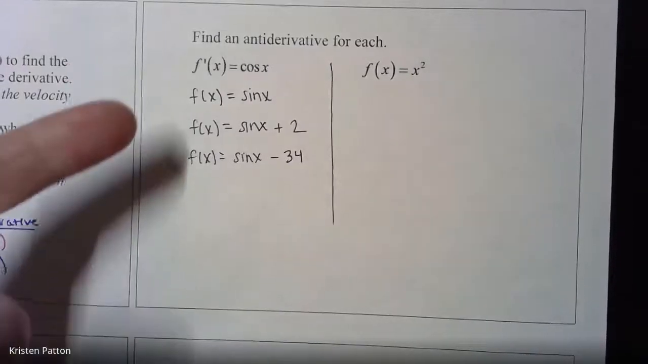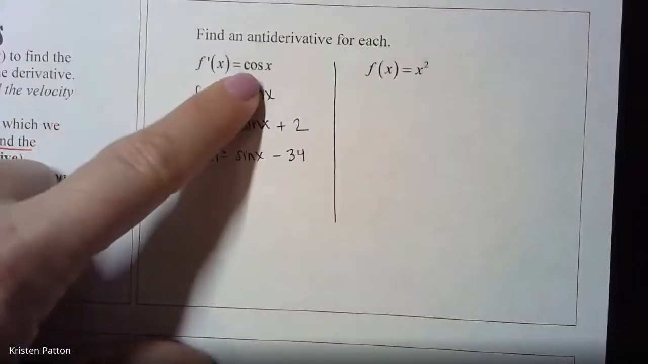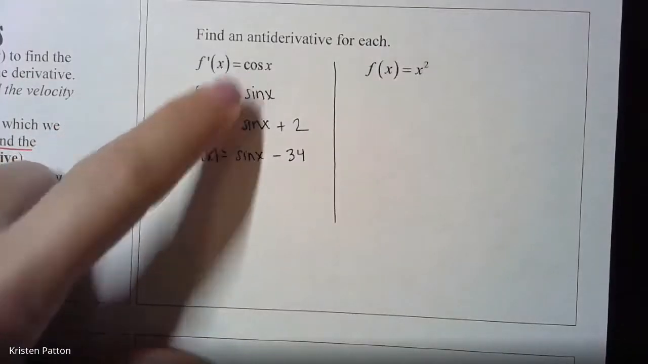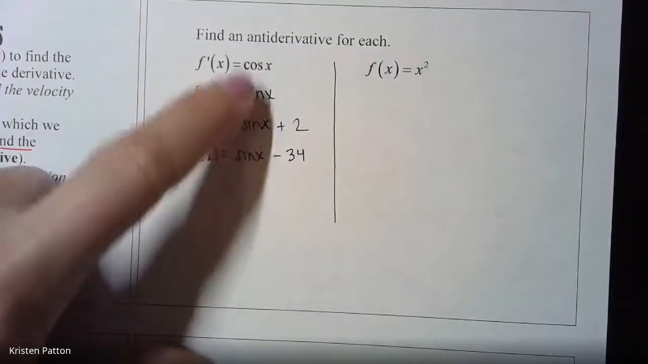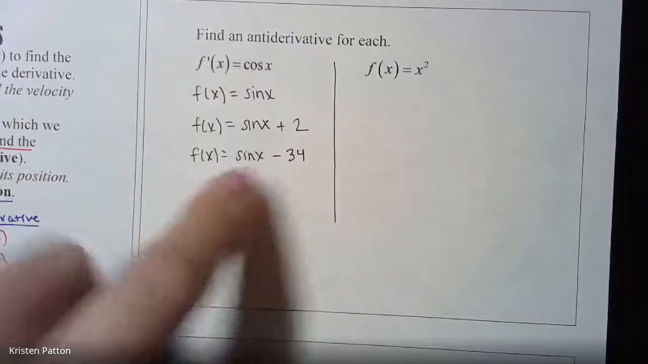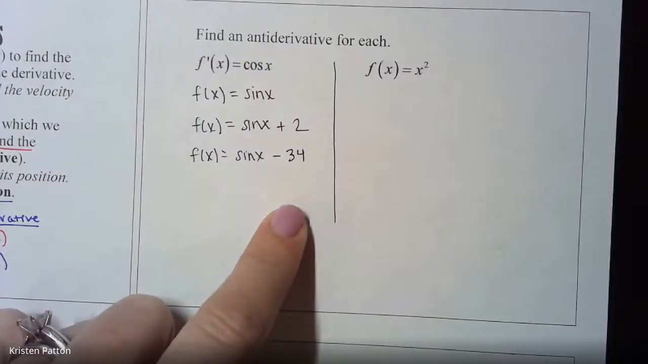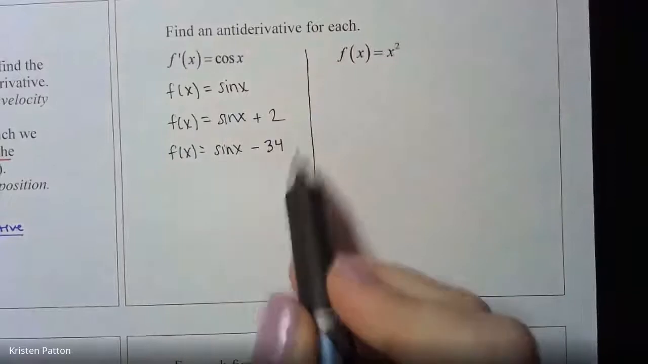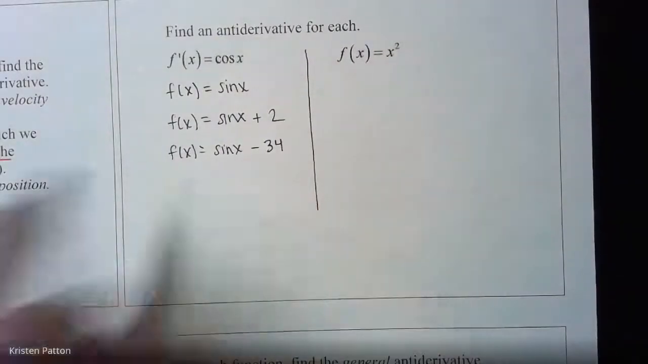And here's what I'm doing. I'm coming up with some possible functions whose derivative is just cosine x. So I'm not changing this piece, right? The derivative of sine is cosine. But if there's a constant out here, don't we know the derivative of a constant is 0? So no matter what number this is, when I go to take its derivative, it's going to go away.